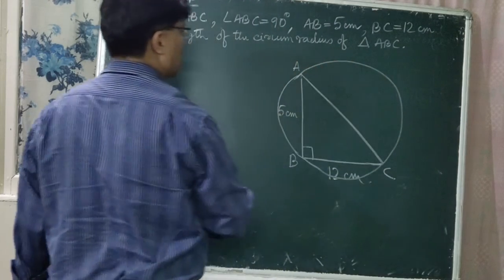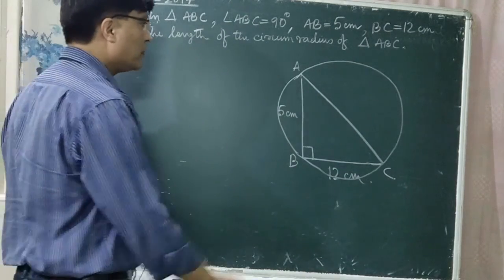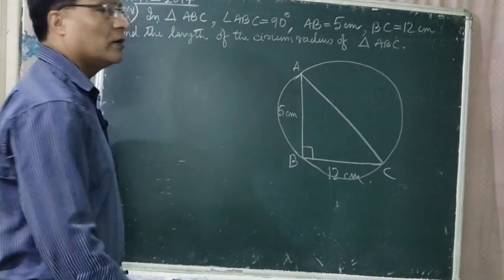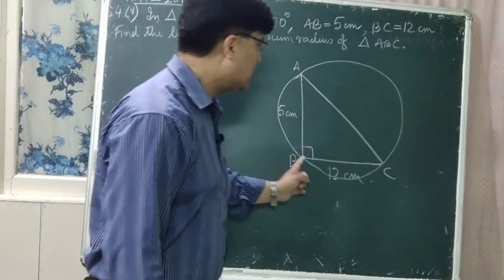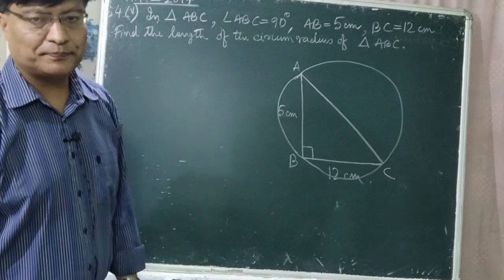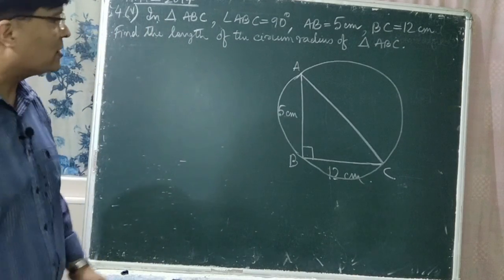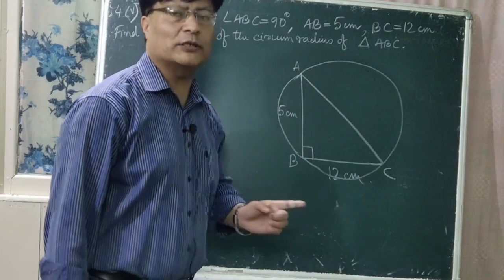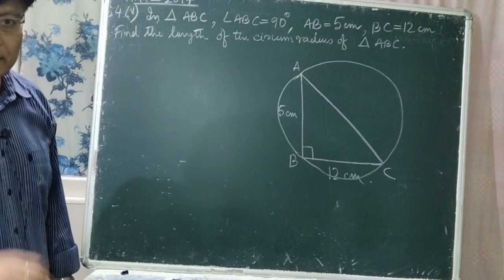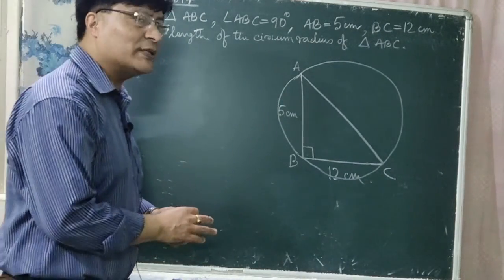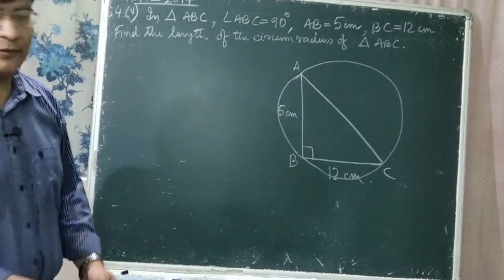So this is the circumcircle of the triangle ABC, right? And now, which is the circumradius here? This ABC is a right angle triangle and this circle is the circumcircle of the triangle. That is, this circle passes through the three vertices of the triangle ABC. Now, which is the circumradius here? You know that angle in a semicircle is a right angle, right?